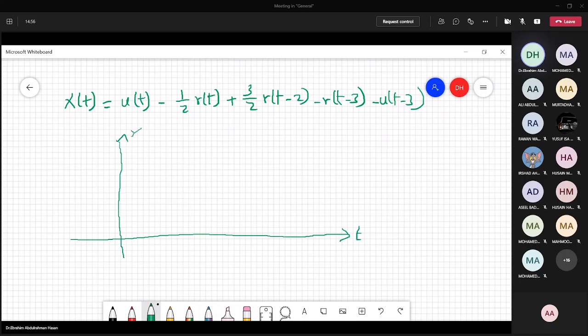This is x of t. Here we have 1, 2, 3. Okay, u of t means this. So we have a jump.